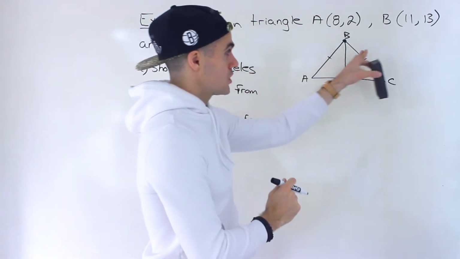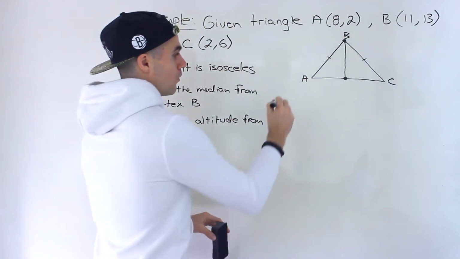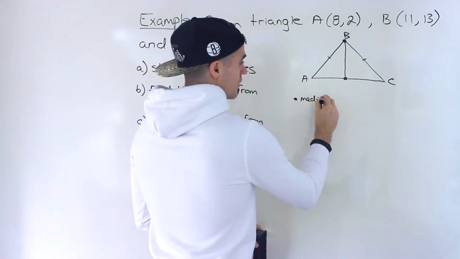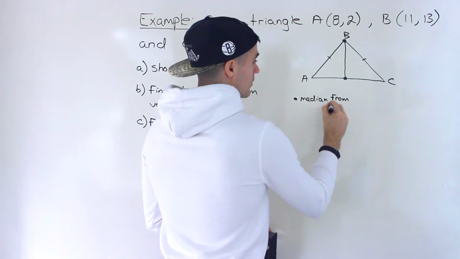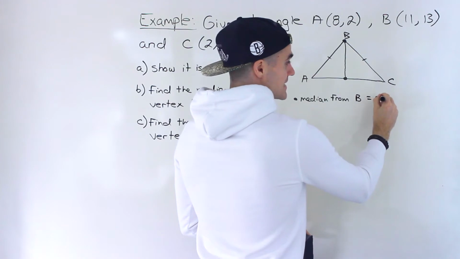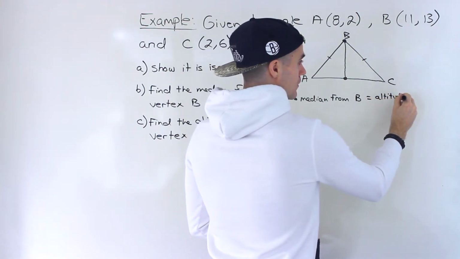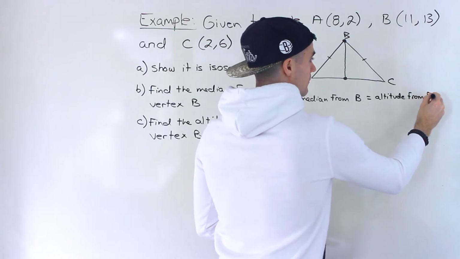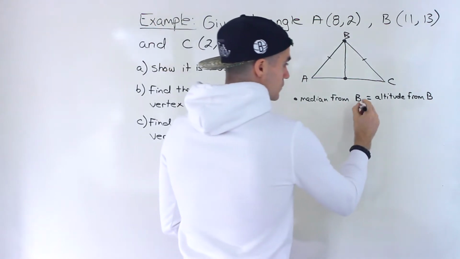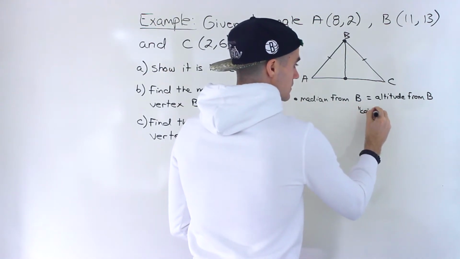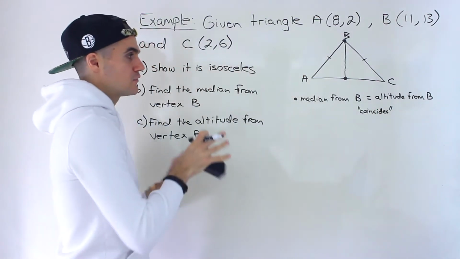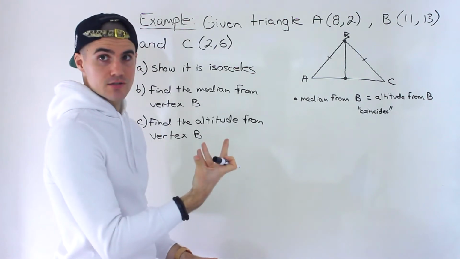and this is an isosceles triangle you're working with, well, what's going to happen is that the median from vertex B is going to equal or be the same as the altitude from B. Okay, another word you might see, instead of equal, you might see coincides. Right, the median from vertex B coincides with the altitude from vertex B.